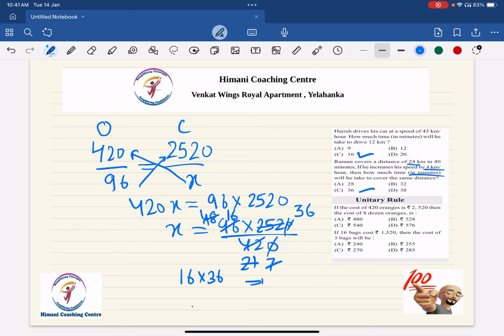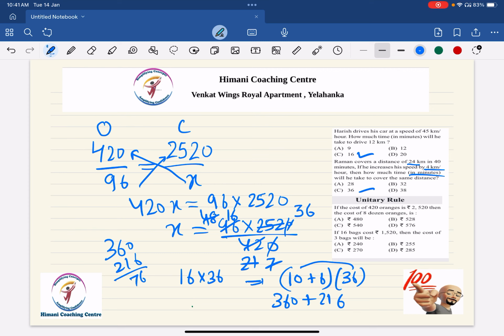Now you can multiply the way you normally do, or you can write 16 as 10 plus 6 and multiply that with 36. Now 36 into 10 would be 360 plus 6 into 36. 6 sixes are 36, 6 threes are 18 and 3. So now we can add 360 and 216 and get the answer. It is like doing your multiplication only, but it's a rather simple way. So the answer is 576.